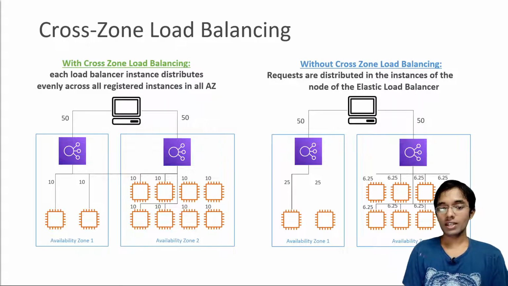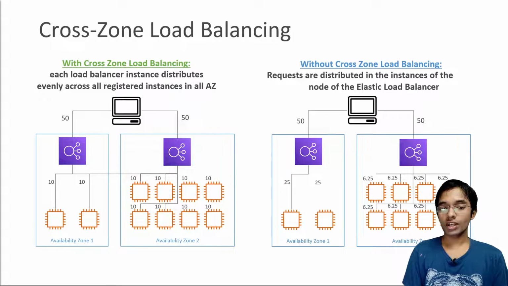So the client is accessing these load balancers. With cross-zone load balancing, each load balancer instance will distribute evenly across all registered instances in all availability zones. The client itself is sending 50% of the traffic to the first application load balancer instance and 50% of the traffic to the other application load balancer instance. But each application load balancer instance is going to redirect that traffic across all 10 EC2 instances, regardless of which availability zones they are in. This is why it's called cross-zone load balancing.